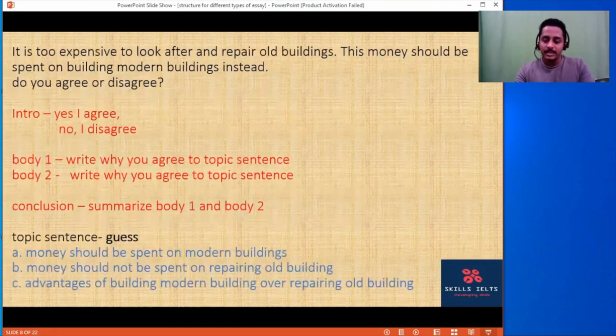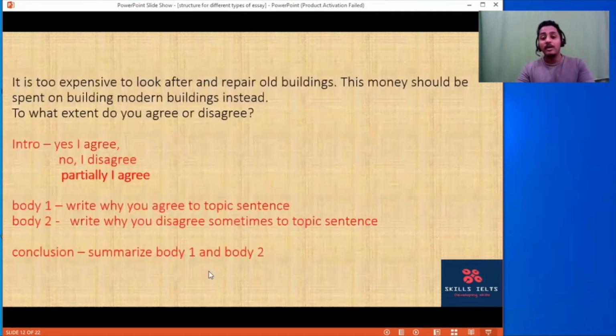Great. Nakul, I understood that this is one of the questions. Do you agree, disagree? The same question. To what extent do you agree, disagree? There is no difference except for a smaller part.